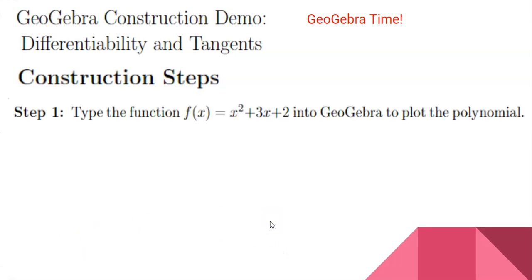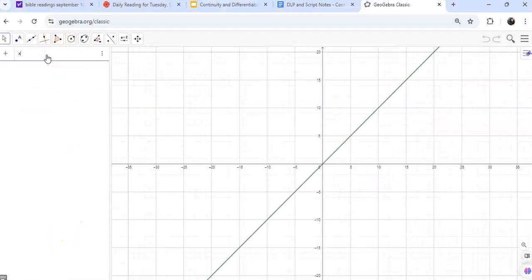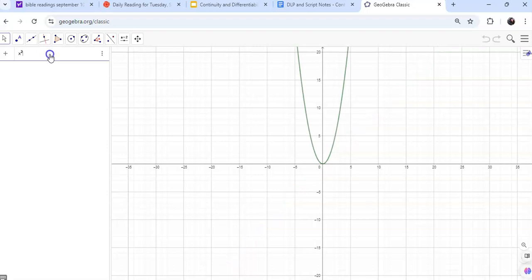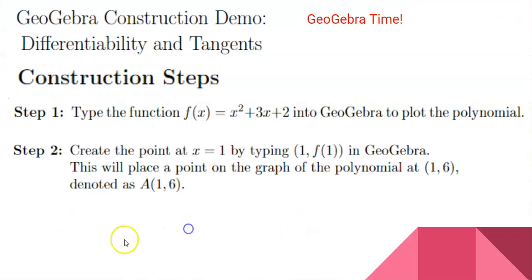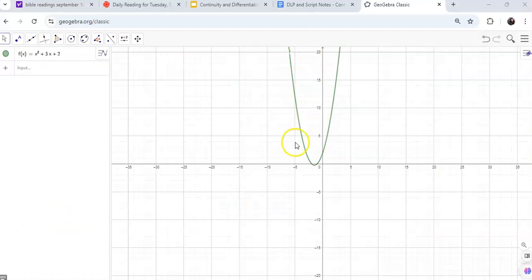So step 1, type the function f of x is equal to x squared plus 3x plus 2 in GeoGebra to plot the polynomial. So we type x squared plus 3x plus 2. Here is now the graph for the polynomial x squared plus 3x plus 2.